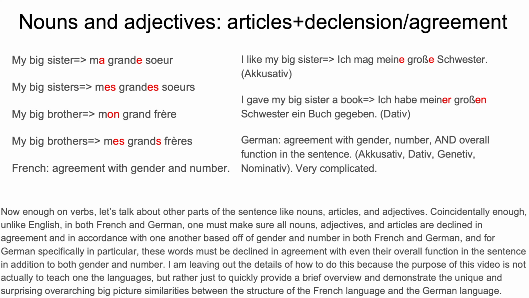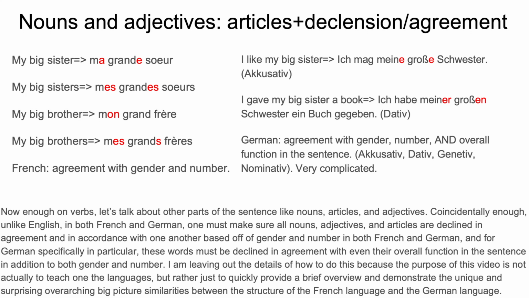Coincidentally enough, unlike English, in both French and German, one must make sure all nouns, adjectives, and articles are declined in agreement and in accordance with one another based off of gender and number. And for German in particular, these words must be declined in agreement with even their overall function in the sentence, in addition to both gender and number.